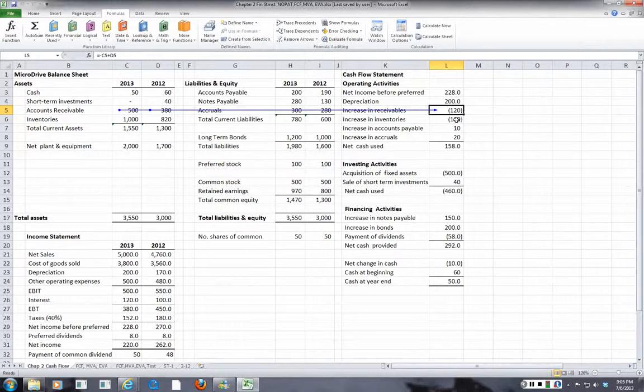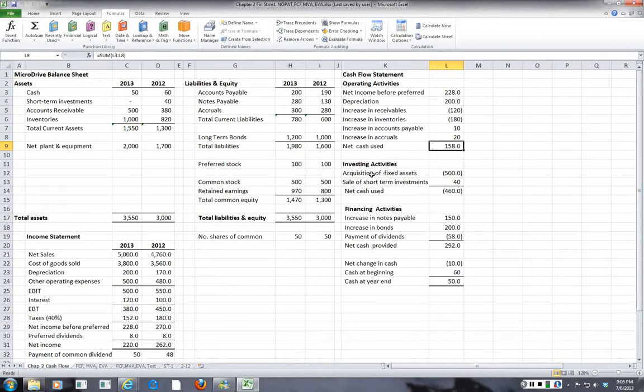The same is true with inventories. Inventories go up from $820,000 to $1 million. That's $180,000, so that also eats up cash. Then accounts payable went up by $10,000, from $190,000 to $200,000. That adds cash, as does the increase in accruals. So the total of those things is $158,000.